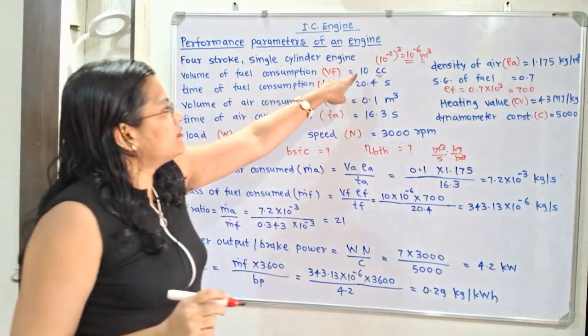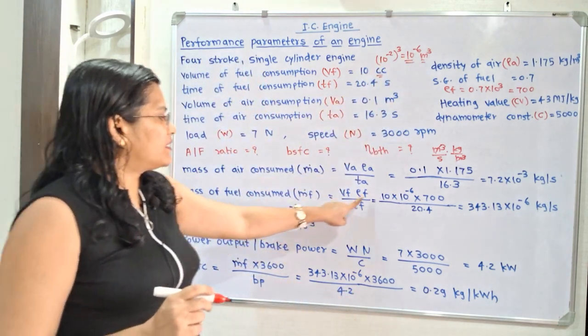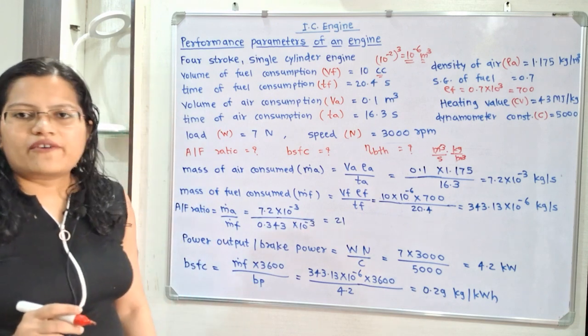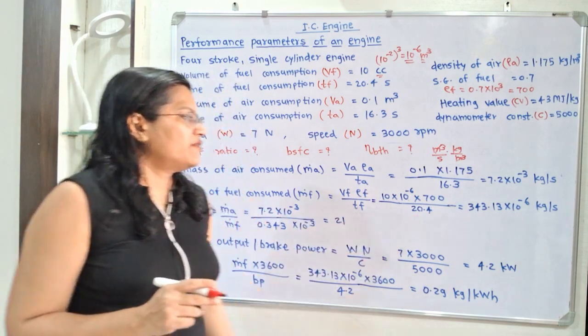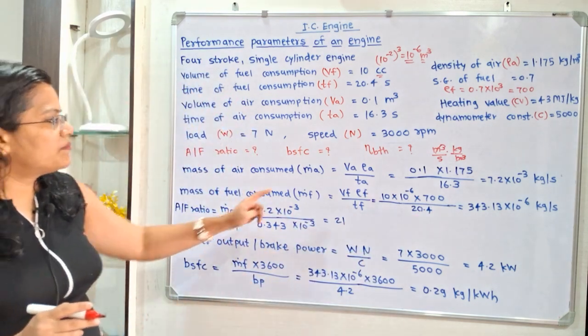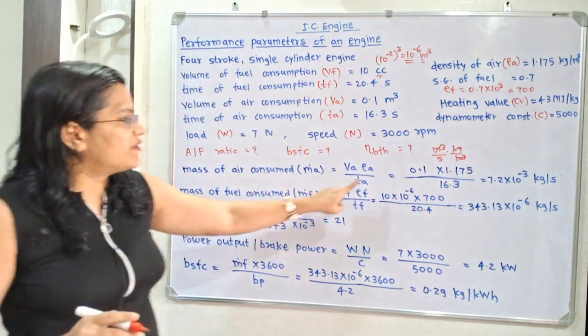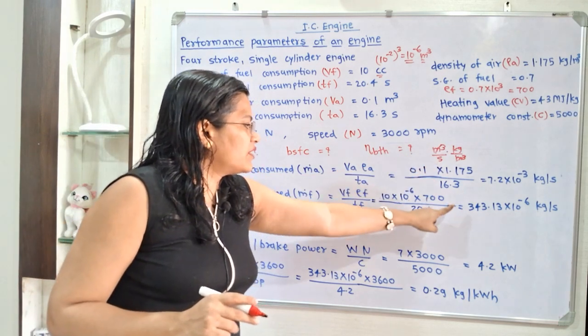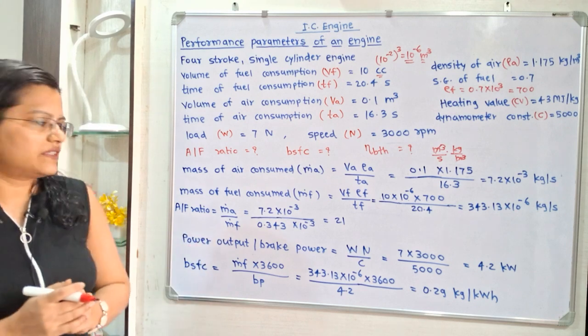So we will take 10 multiplied by 10 raised to minus 6. So I will take here multiplied by rho f, the density of fuel, which is 700, divided by time 20.4. Same unit, because if we go through this unit then we will get kilogram per second. So 343.13 into 10 raised to minus 6 kilogram per second.